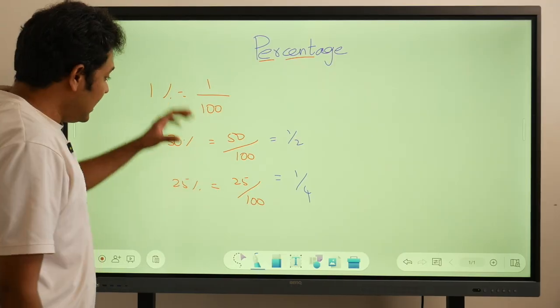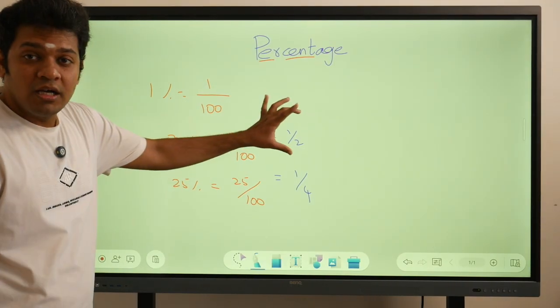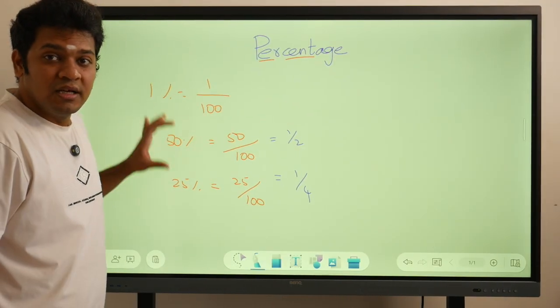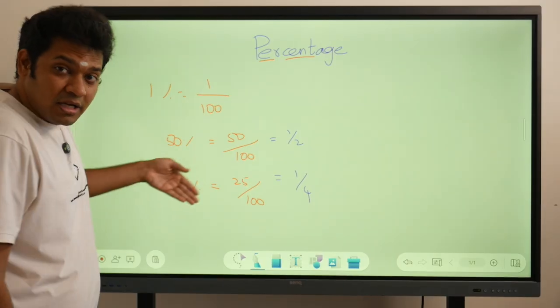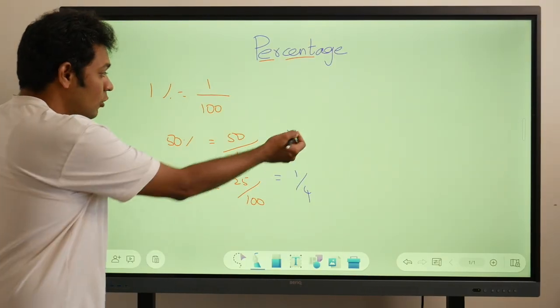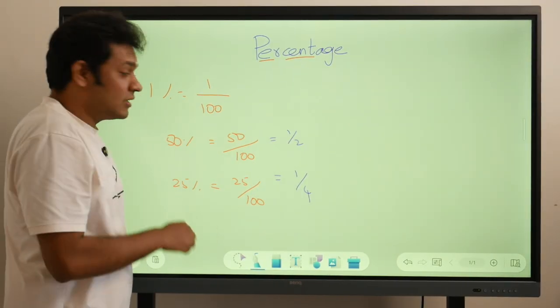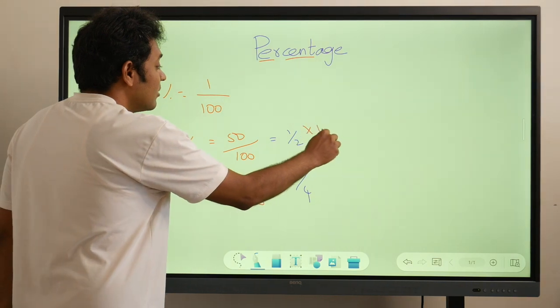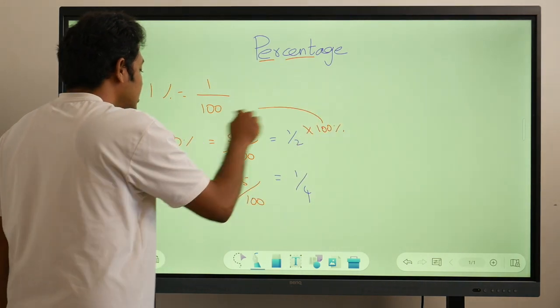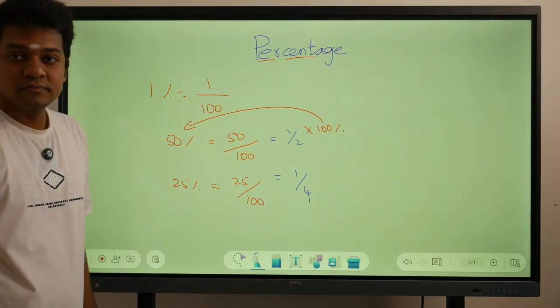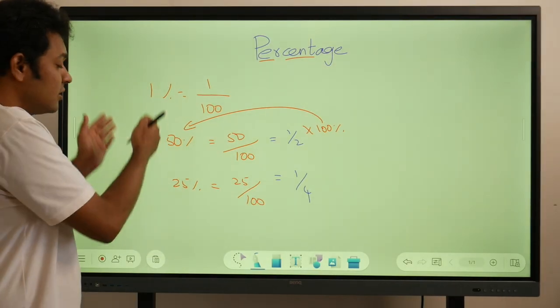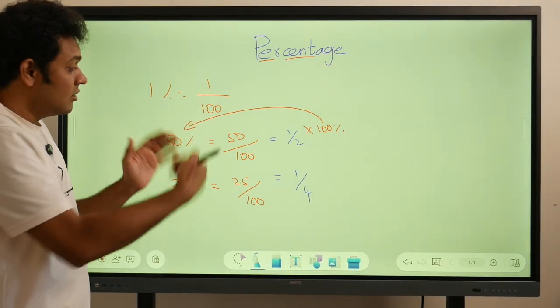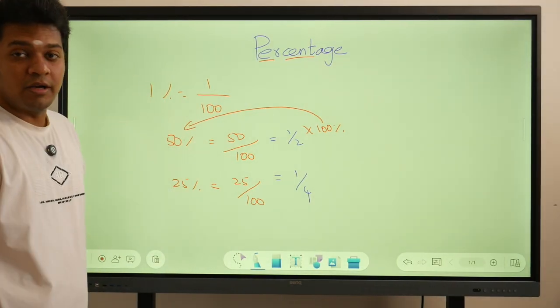Therefore, can I say every percentage can be converted to its corresponding fraction. Similarly, every fraction can be converted to its corresponding percentage. Say 1 by 2, if I have to convert it to percentage, I will just multiply by 100%, which will give me 50%. Right? That's it. So, percentage to fraction, divide by 100. Fraction to percentage, you multiply by 100.